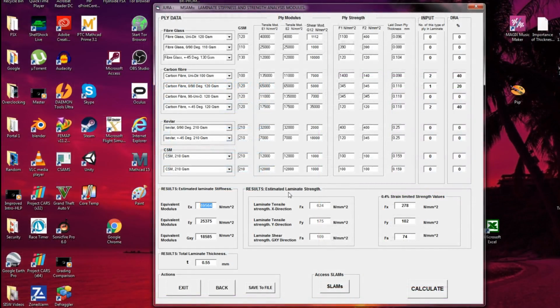Now let's see what happens to the composite properties when we add to the number of the unidirectional carbon fibre layers to make a total of 4. CSAMs calculates the Young's equivalent modulus in the x direction, EXM, as an increase to 86,756 newtons per millimetre squared. Previously, this value was 69,564 newtons per millimetre squared.